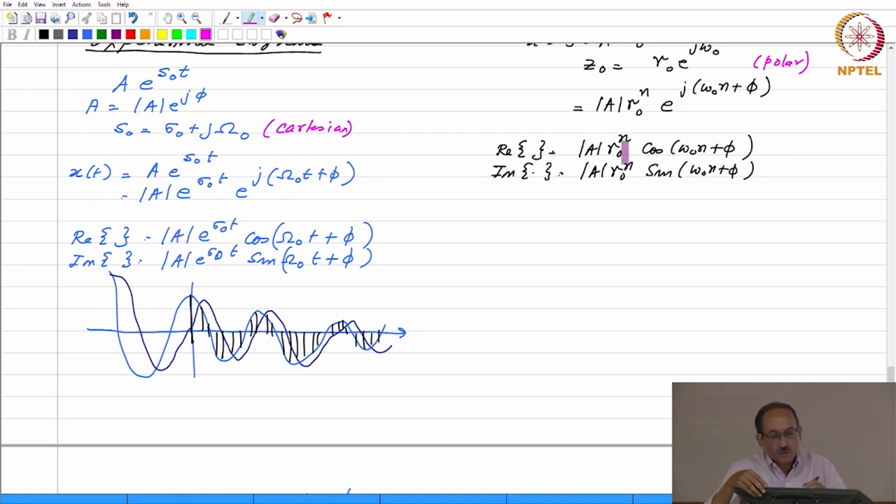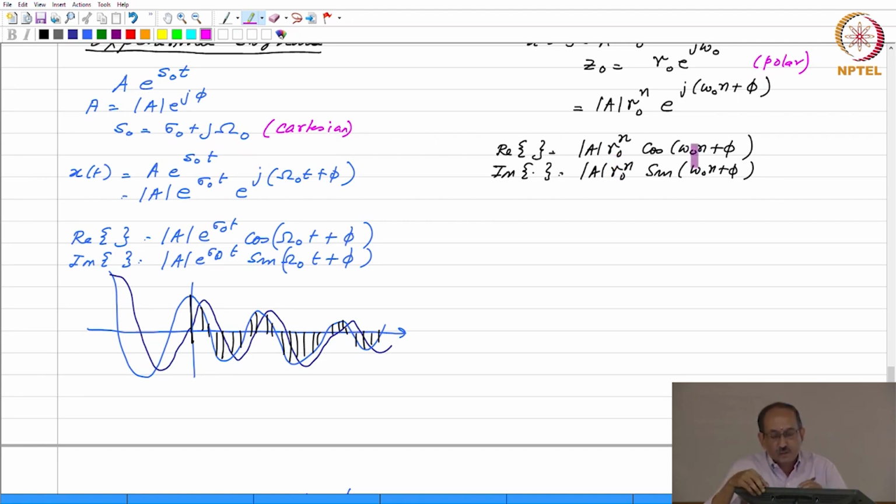And the corresponding counterpart here, the role of sigma naught is now played by R naught. So, if R naught were less than 1, then for all positive values of n, the envelope will decay, whereas for negative values of n, the envelope will blow up. If R naught were greater than 1, for positive values of n the envelope will blow up, and for negative values of n, the envelope will decay.